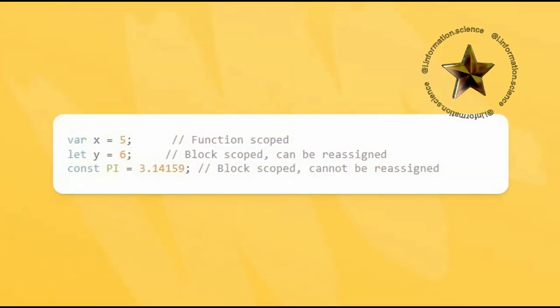Here are some examples. var x = 5, function scoped. let y = 6, block scoped, can be reassigned. const pi = 3.14159, block scoped, cannot be reassigned.